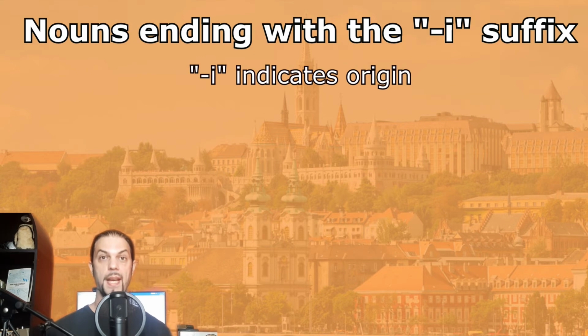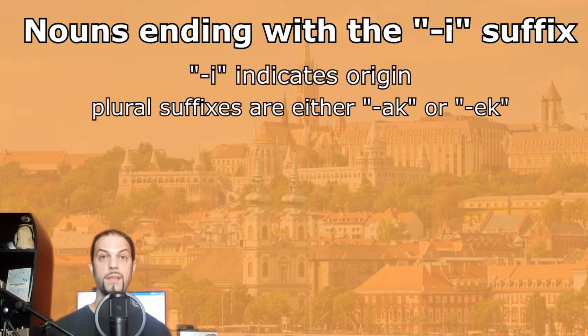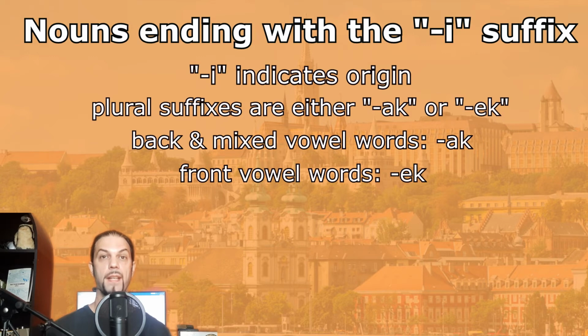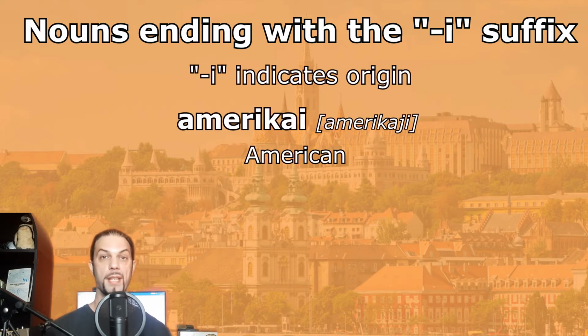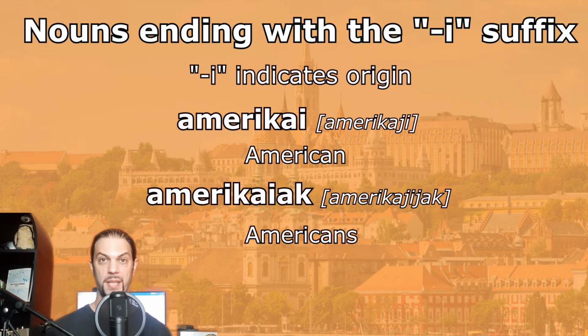However, there are nouns that end with an E suffix. That suffix indicates origin. In that case, the plural suffix is either ak or ek. Back and mixed vowel words get an ak suffix. Front vowel words get an ek suffix. For example, amerikai means American. Amerikaiak means Americans.